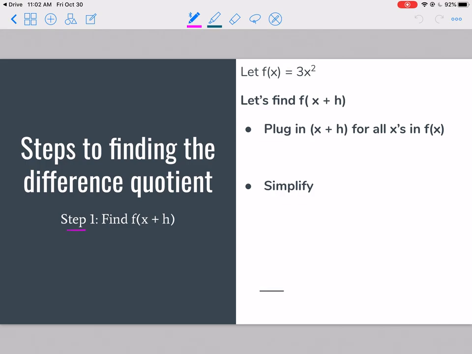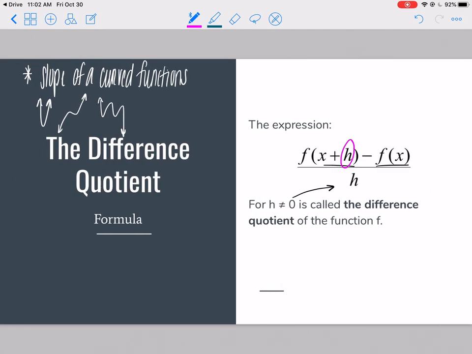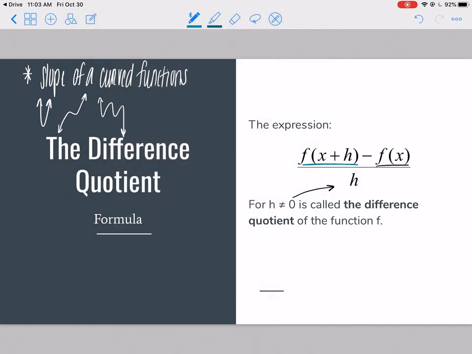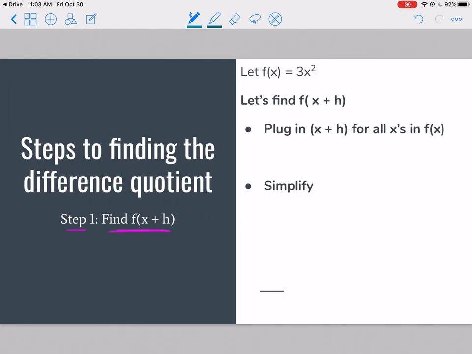So step number 1 is to find f of x plus h. That's the first part of the formula, obviously. And so that's why we could find it separately if we want to first, and then we'll do the rest of the formula. So f of x plus h, again, just means I'm plugging in x plus h for the input inside the function, or replacing x with that. So I would get 3 times, instead of x, times x plus h, and then all of that squared.